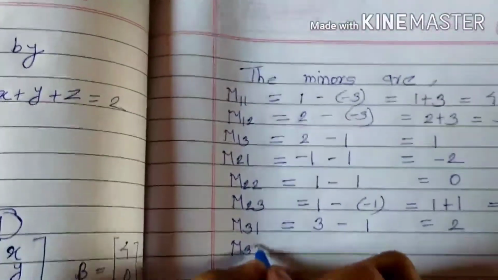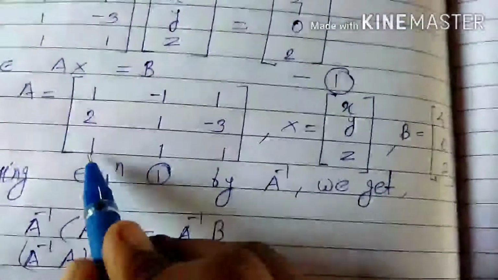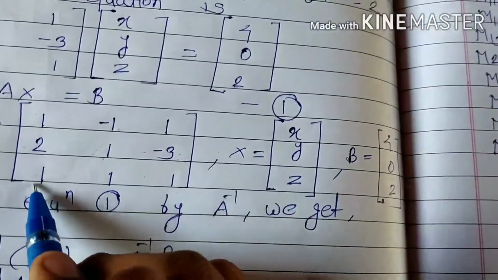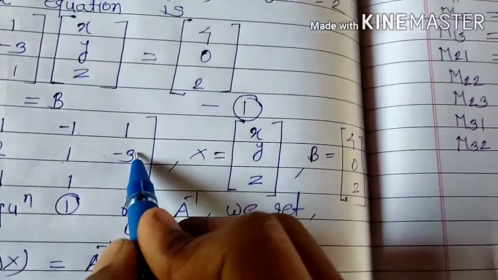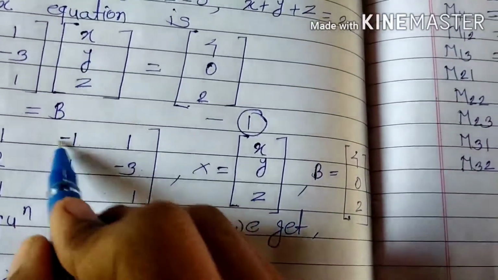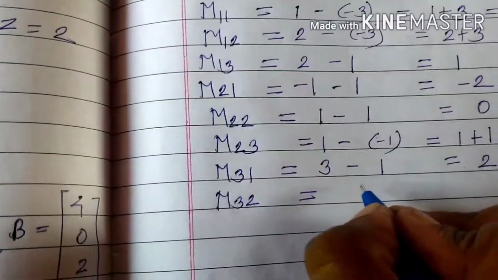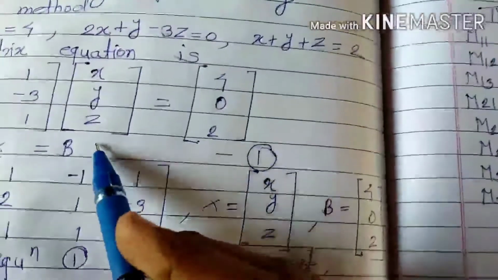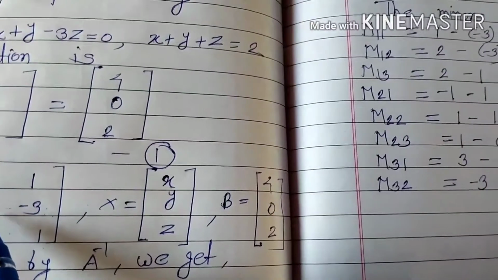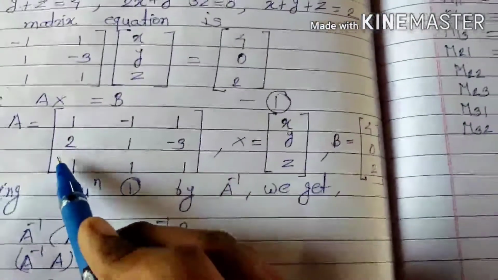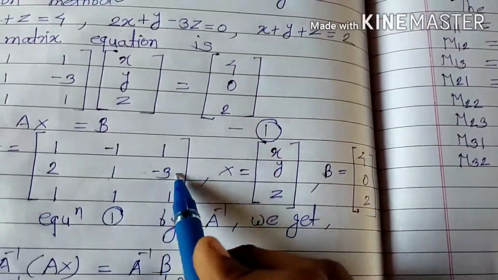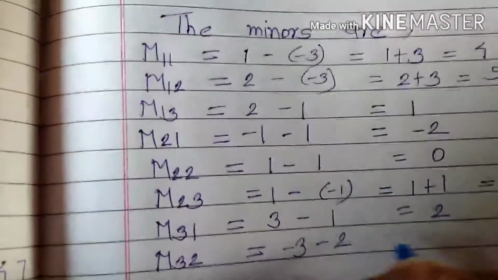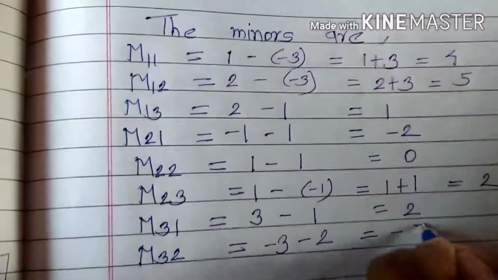Next, M32. Deleting third row and second column, you get minus 1 into 3, minus 3, and third row and second column, minus 3, and this plus 2. So minus 3 minus 2 is equal to minus 5.